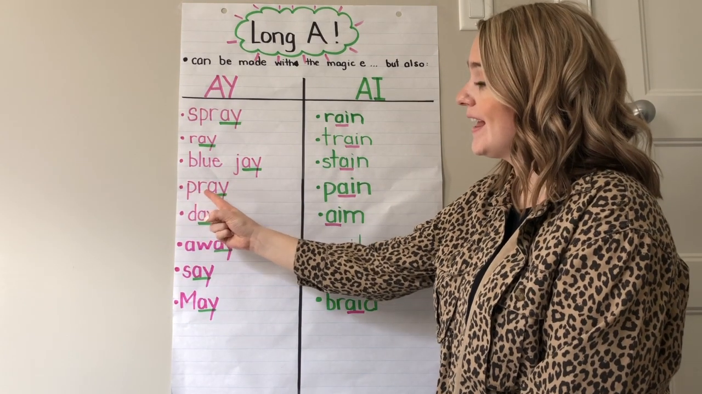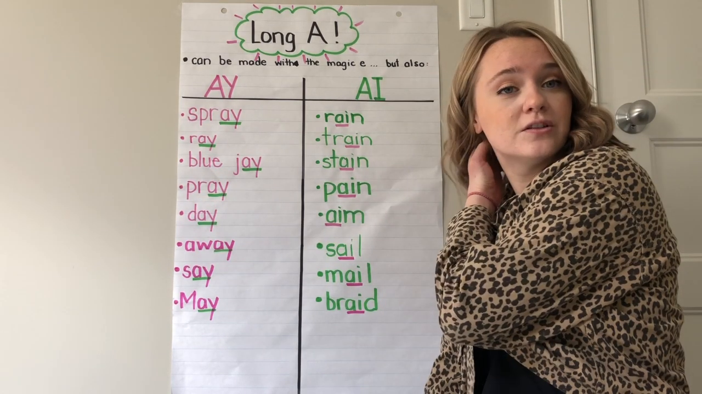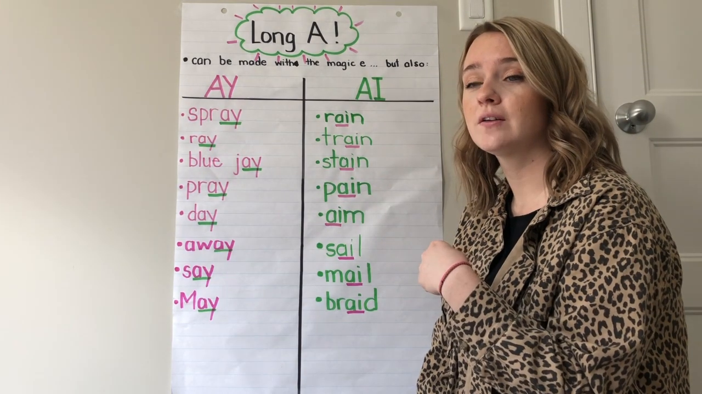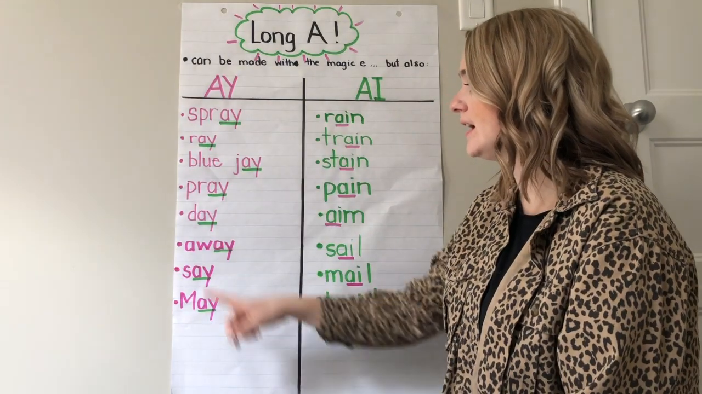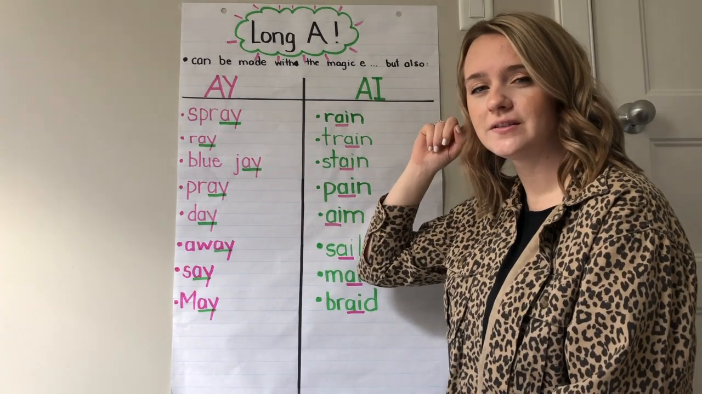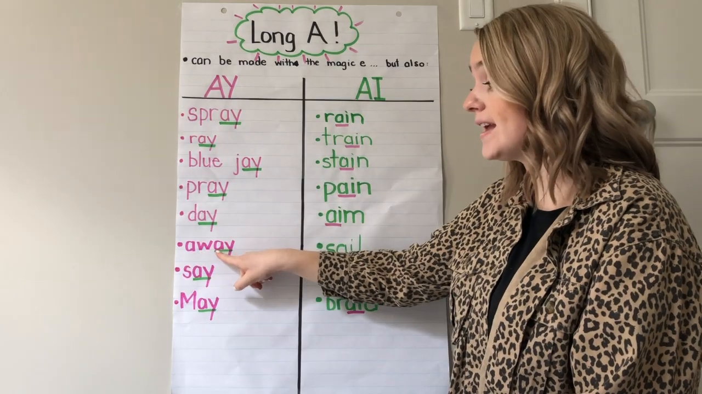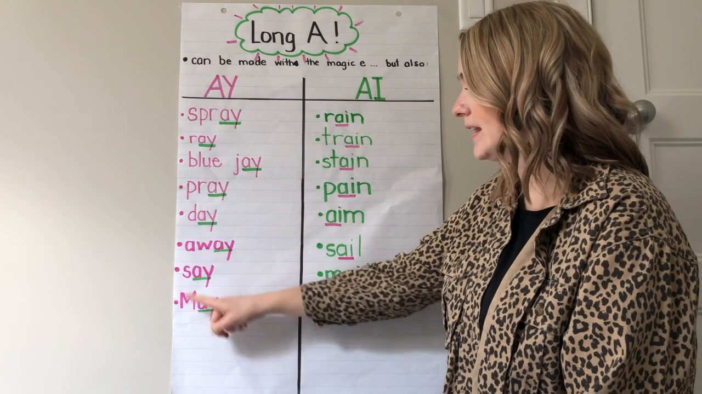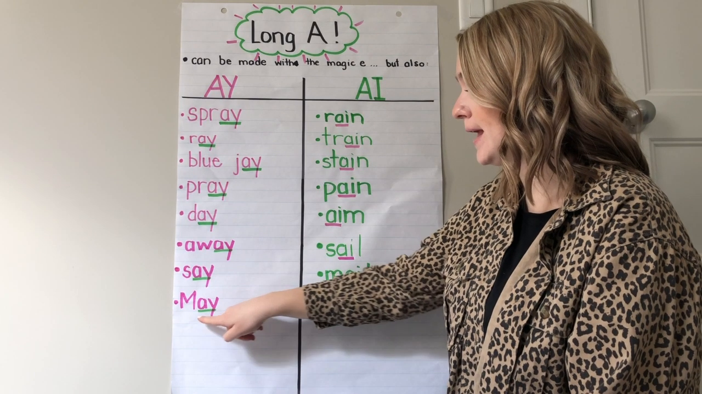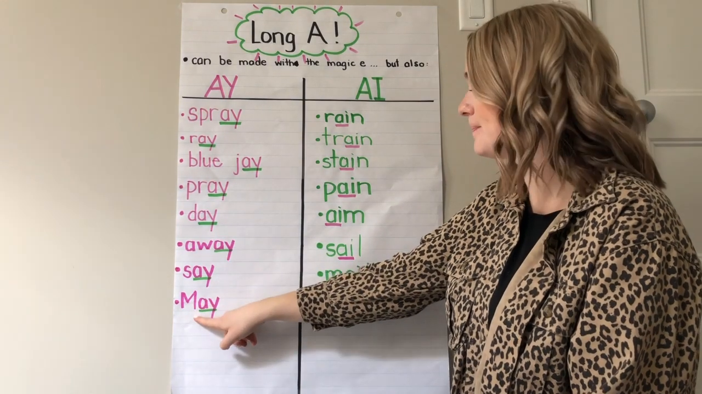We have pr-A, pray. Remember, PR is actually a blend. It's one of those two consonants that we say together, but we say them fast. Pr-A. Next, I have d-A, day. Do you hear again how the A is at the end? D-A is at the end. Away is one of our sight words. S-A. And M-A. That's actually the month that we're heading into next, is May.